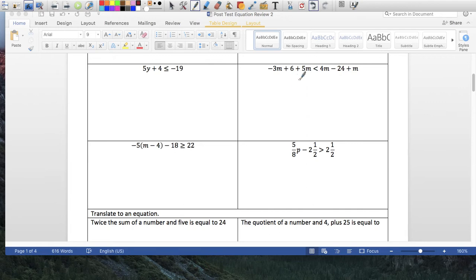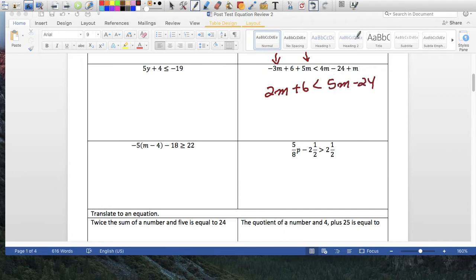No distributive property, but definitely some combining like terms here. So negative 3, this guy and this guy will be combined on that side, and then the 4 and the m. Negative 3 plus 5m is 2m. Then I copy the 6. 4m plus m is 5m. And then I copy the negative 24.